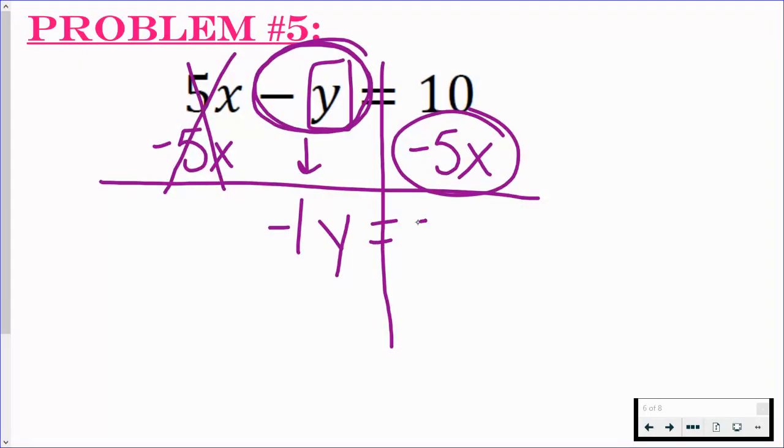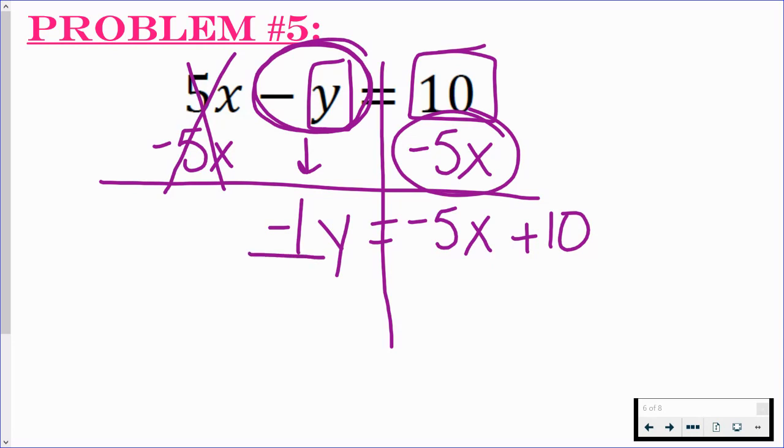I'm going to do negative 5x. My 10 is positive. Now, this one you do still have to take a step to get the y by itself because your y right now is negative. So since that's negative 1y, I'm going to divide by -1 to every single term. And I remember talking to you guys about this at the beginning of the year. What that's going to do is change over all the signs for all the terms.